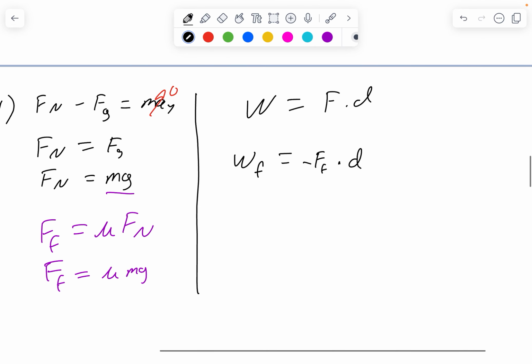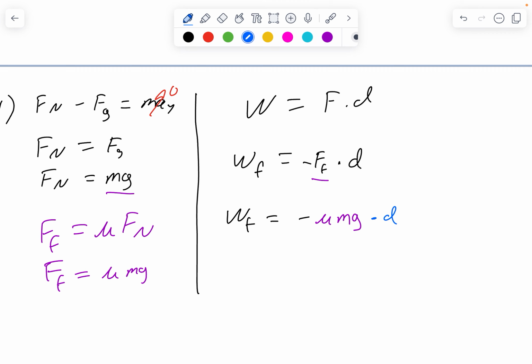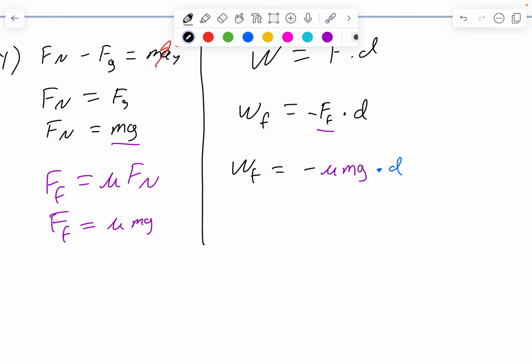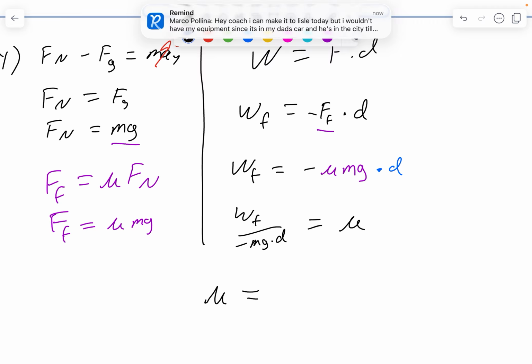So then all I really need to do now is, I have a relationship for friction: minus mu mg, times this distance d. Now I have everything I need to find the coefficient, which is what I'm after. Just to keep it simple, I'm going to write everything in black here. So I get mu mg times d. The leftover here is the mu. So now let's sub in here.